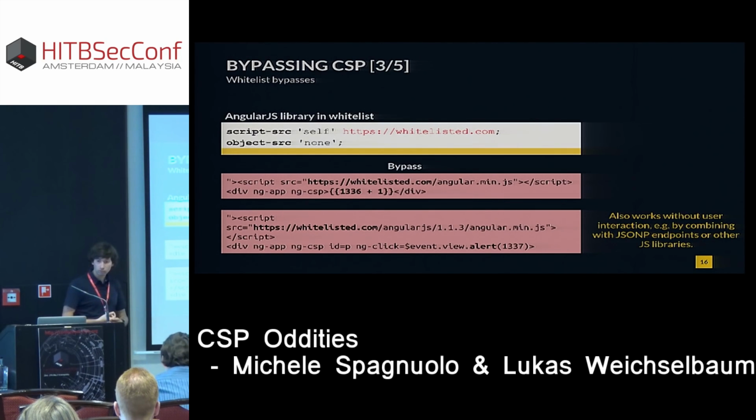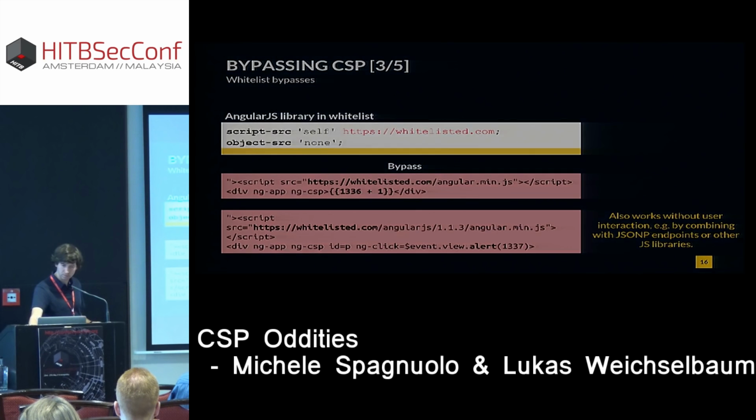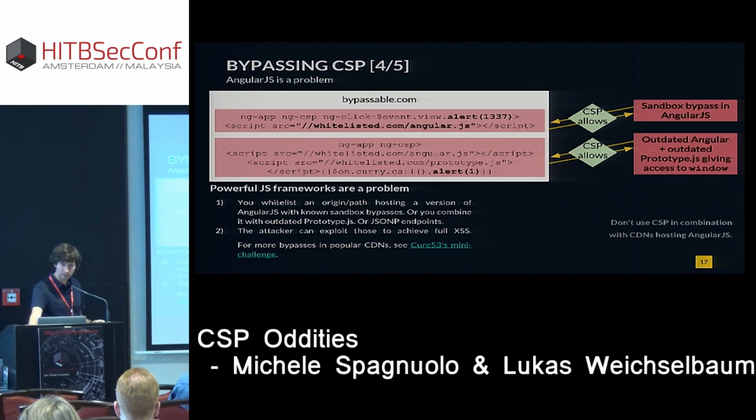So you see, it's getting pretty hard to have a whitelist that doesn't have any JSONP, doesn't have any Angular, and no user-controlled content and stuff like that. So it's getting thin, right? This is for Angular, explained again.